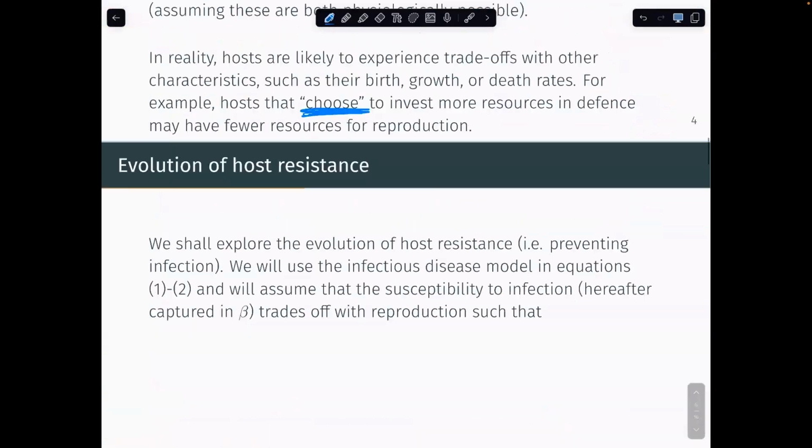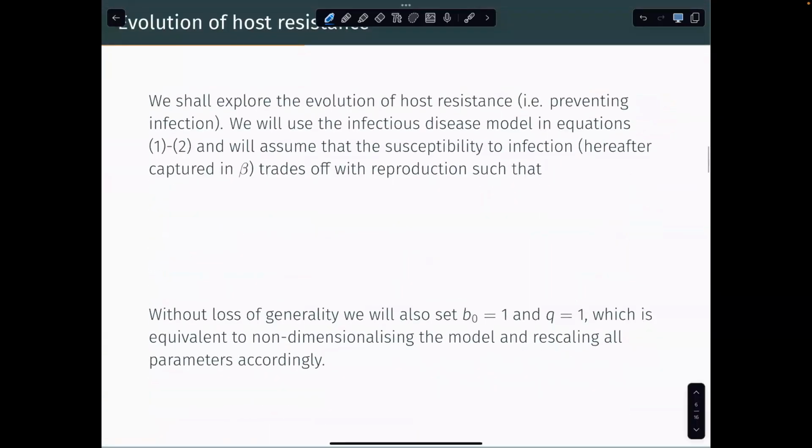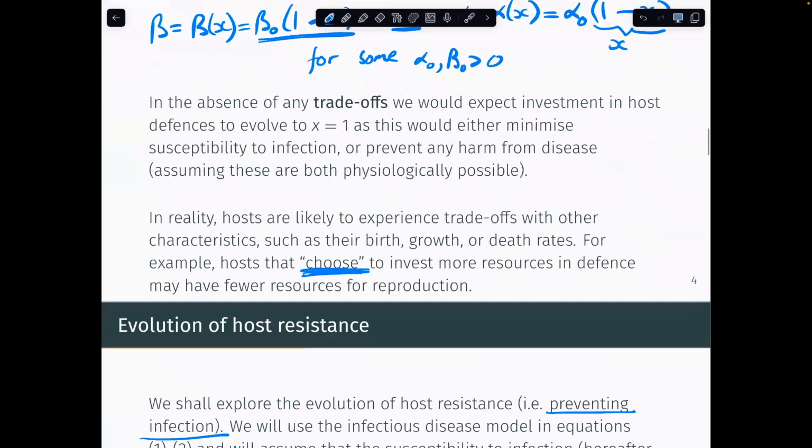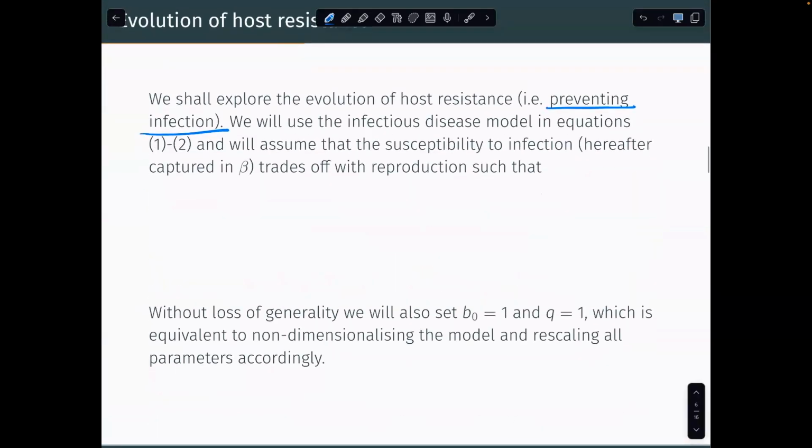We're going to look at a little bit of a simpler scenario. We're not going to think about tolerance. We're just going to focus on resistance, in other words, preventing infection in the first place. And we're going to use our baseline SI model that I recapped at the start. And rather than this notation up here, we're just going to look at the evolution of beta itself. So we don't actually have to have this X as a dummy variable here.